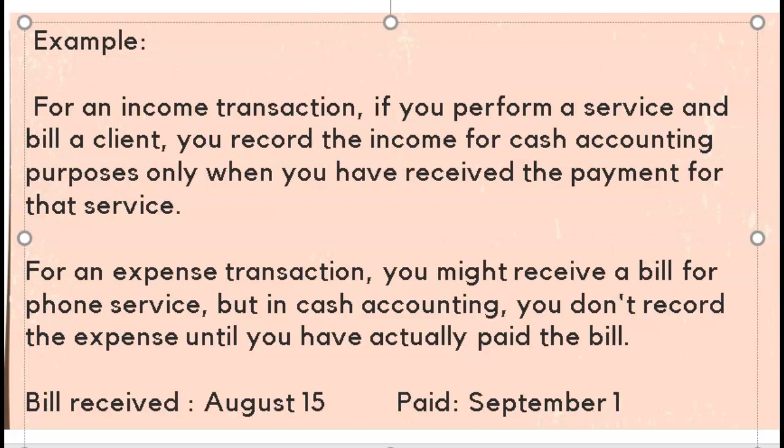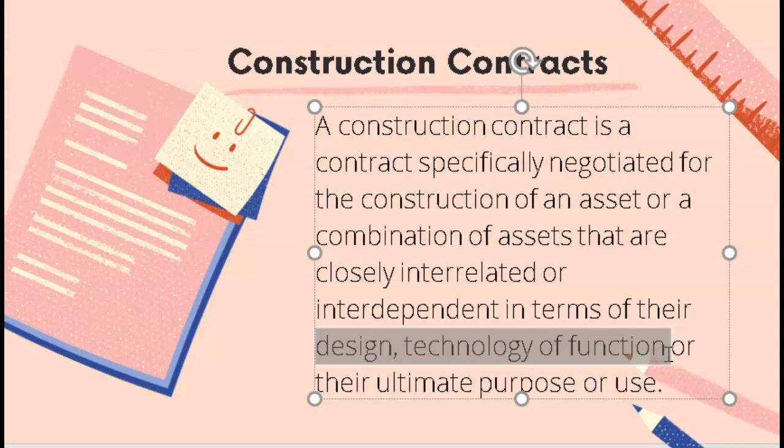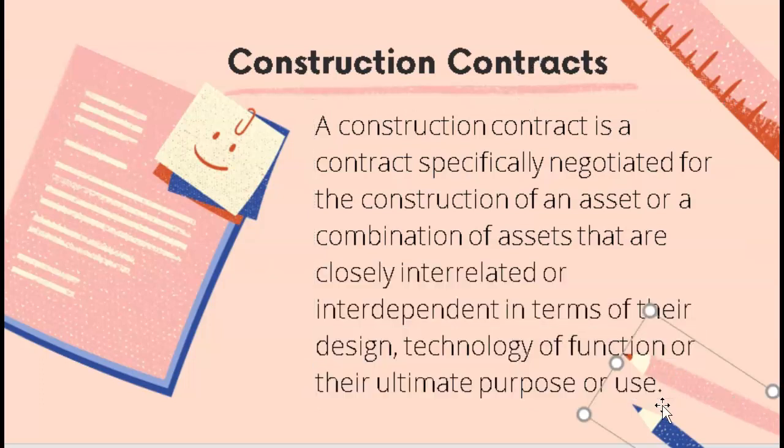So, now let's move to another method of accounting, which is the accounting for long-term contracts. Before that, let us define what construction contracts are. A construction contract is a contract specifically negotiated for the construction of an asset or a combination of assets that are closely interrelated or interdependent in terms of their design, technology or function, or their ultimate purpose or use.